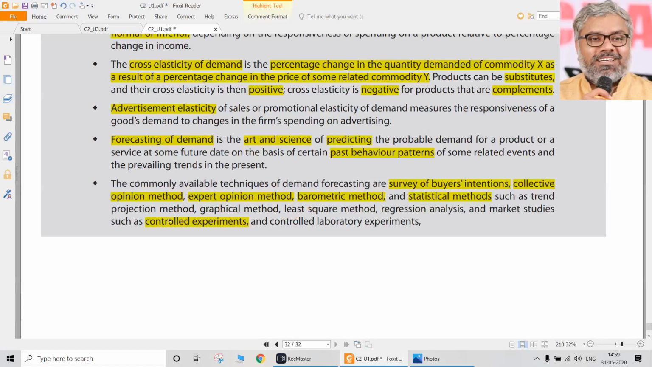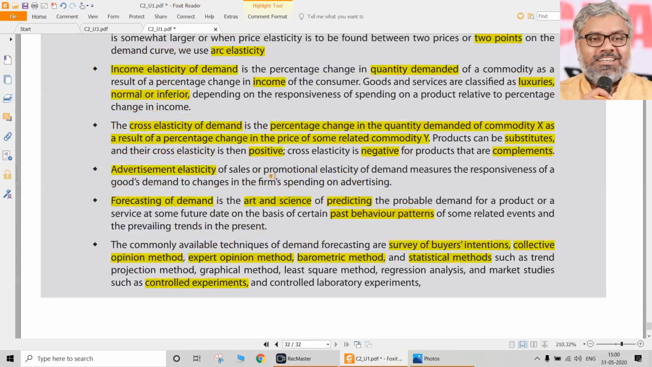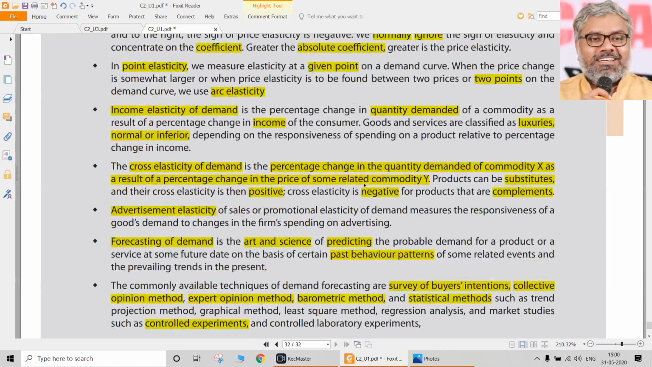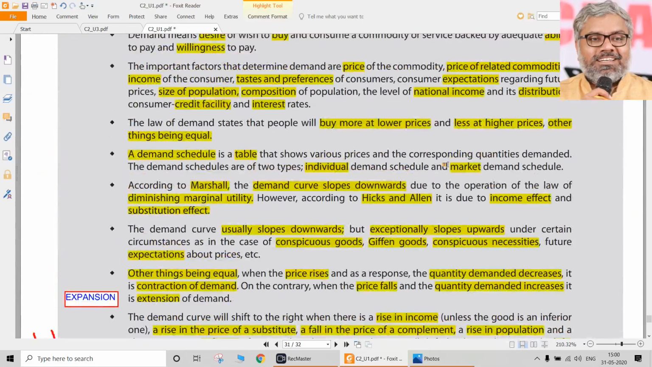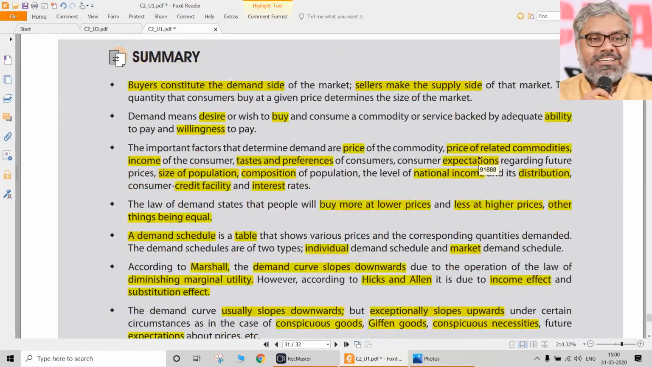So organizations will decide whether they should appoint or apply any of these methods so that they can forecast the demand in a better way. That is their choice, their headache. Our point is only to note that there are many methods for demand forecasting. There are many techniques using which demand forecasting can be done. Dot. That is about chapter 2, unit 1.